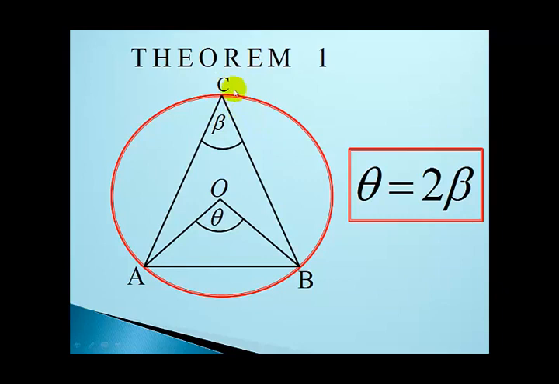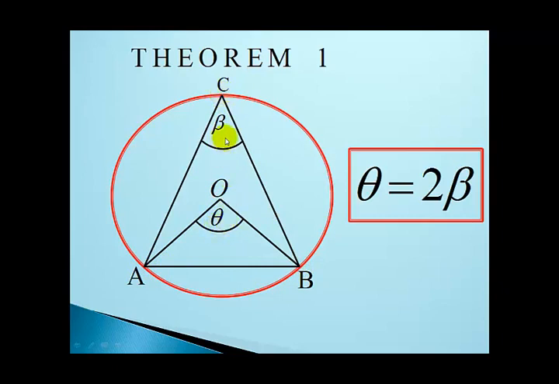Now, from theorem 1, theta is equal to 2 beta. That is, the angle that the chord AB sustains at the center of the circle is equal to 2 times the angle that the chord AB sustains at the circumference. And so theta is equal to 2 beta.